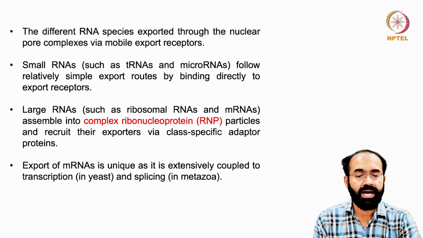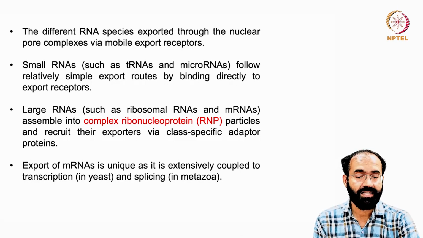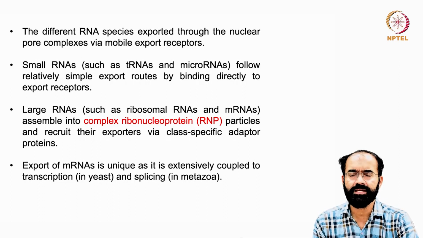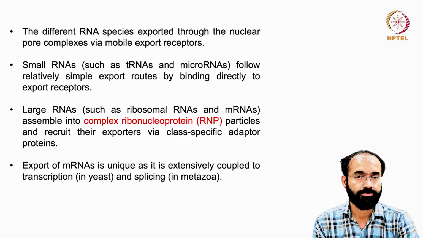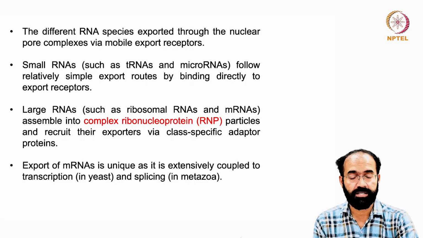So the different RNA species are exported through the nuclear pore complex via mobile export receptors. When you say receptor, we should understand that receptors can be temporarily fixed in one place or they can be mobile receptors also. Many such examples are there. So receptors can be of mainly two different types.